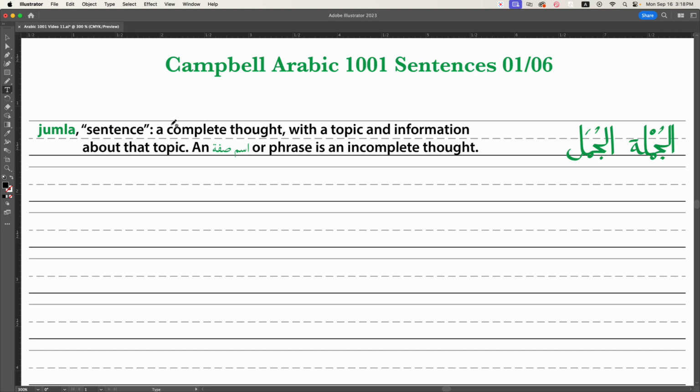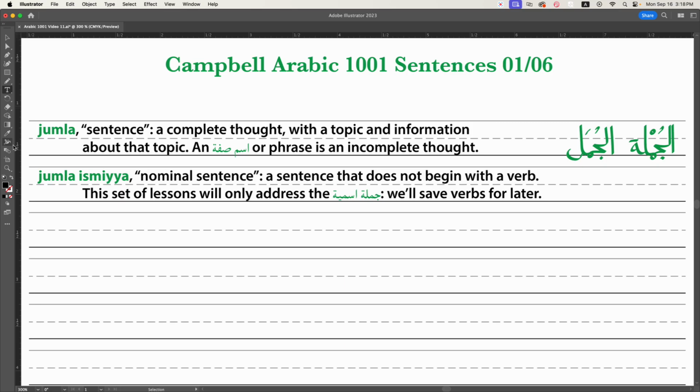Just for reference, a sentence is a complete thought with a topic and information about that thought, whereas an ism sifa or phrase is an incomplete thought. So that's the major difference between the two of them. In this series of videos, we're going to look at what's called the jumla ismiya, or nominal sentence, which is defined in Arabic grammar as a sentence that does not begin with a verb. And this set of lessons will only address the jumla ismiya. We'll save verbs for later, although I'll address them here and there during some of the later videos.